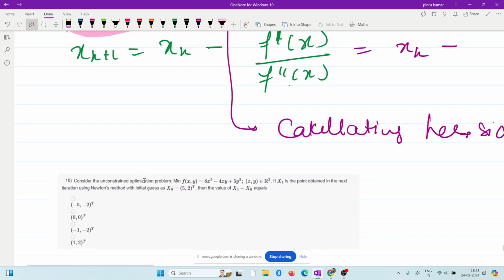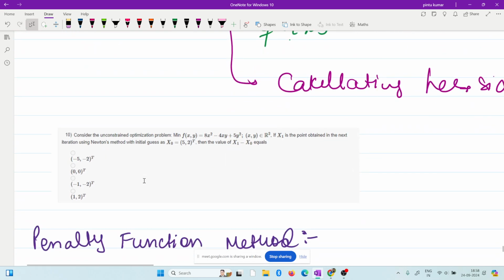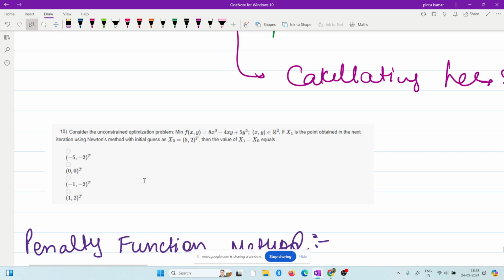Okay. So we have a question on Newton's method. The question is something like: consider the unconstrained optimization problem. We are given f of x, y. If x1 is the point obtained using the next iteration, and x naught is given to you, what is x1 minus x naught?